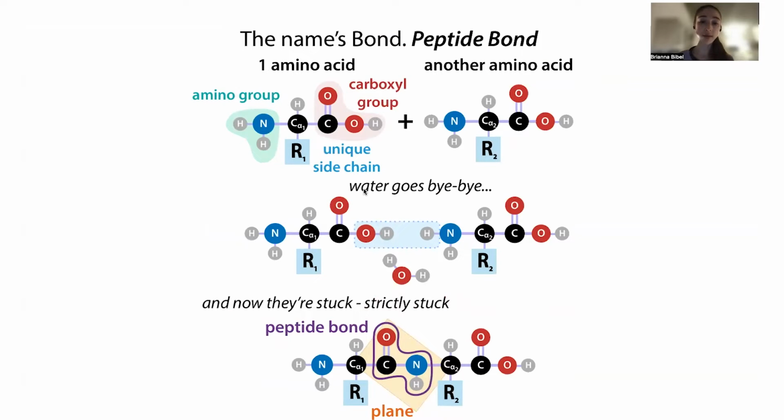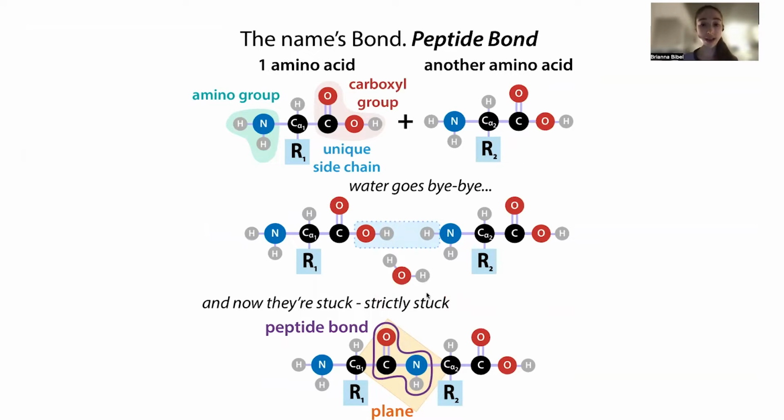Remember, we have the amino group and the carboxyl group. These are going to basically combine with the loss of water to form a peptide bond. We call this an amide bond, and in the case of proteins, we call it a peptide bond. This is an amide bond.